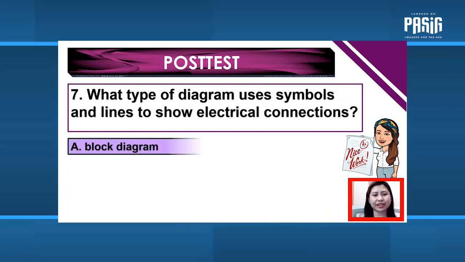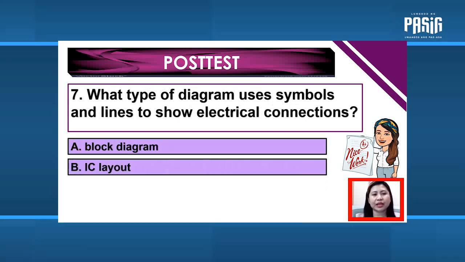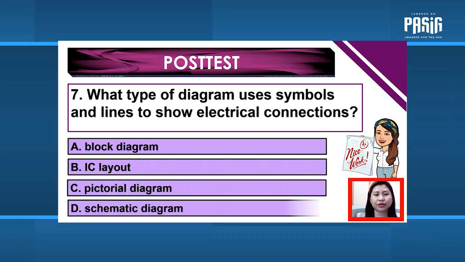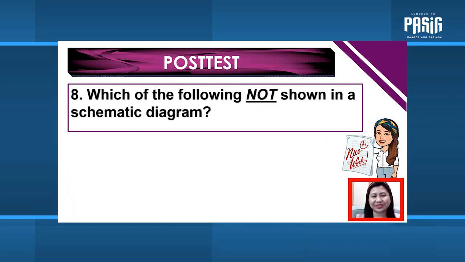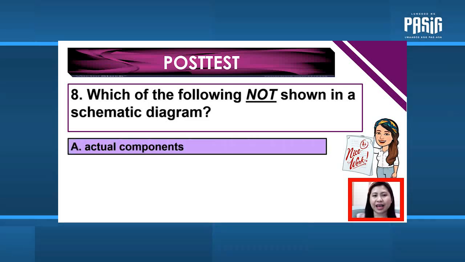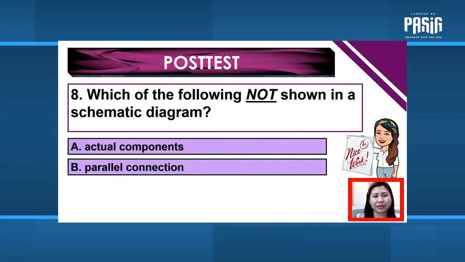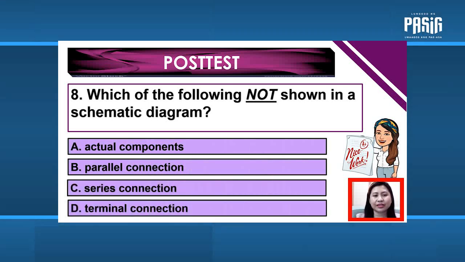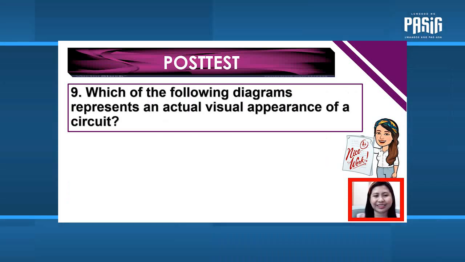What type of diagram uses symbols and lines to show electrical connections? For number 7, A. Block diagram. B. IC layout. C. Pictorial diagram. Or D. Schematic diagram. Number 8. Which of the following is not shown in a schematic diagram? A. Actual components. B. Parallel connection. C. Series connection. Or D. Terminal connection.